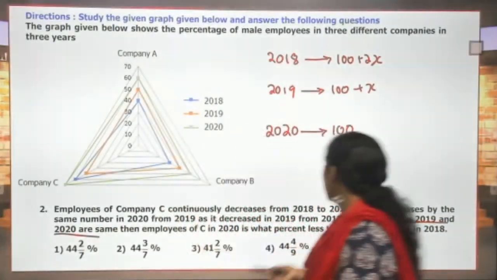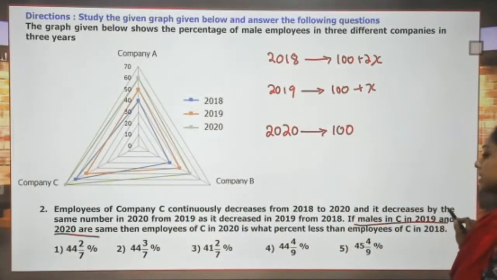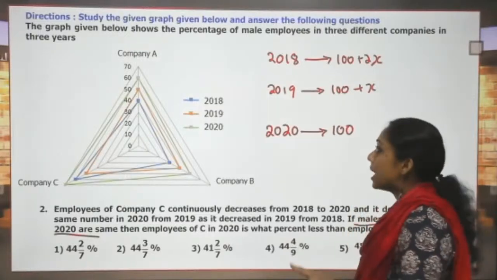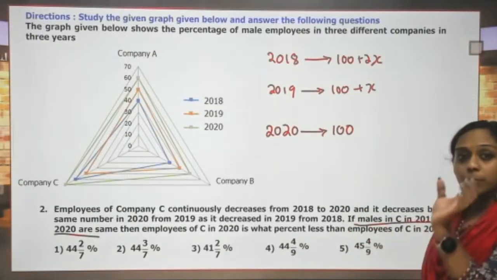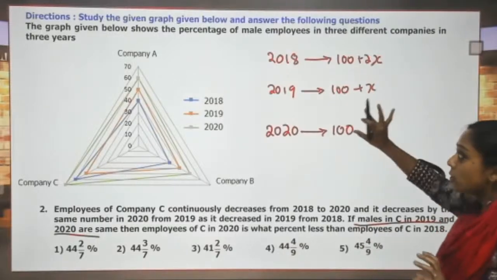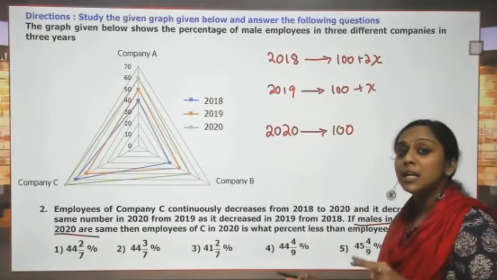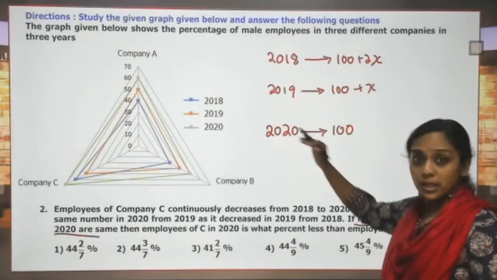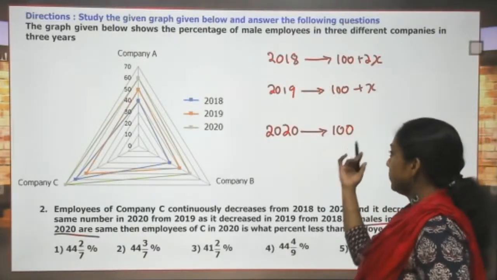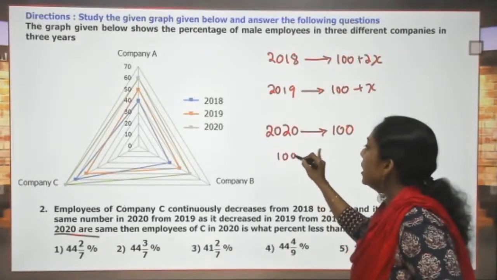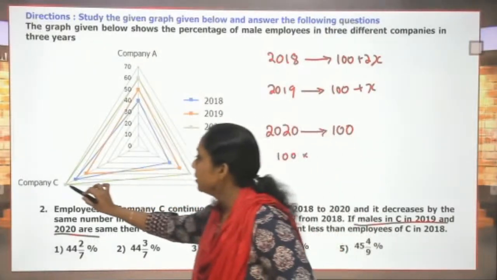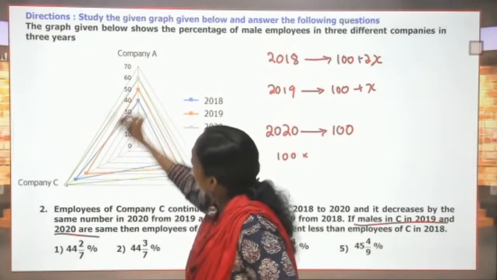What is given here? If males in C in 2019 and 2020 are the same, so in 2020 the number of total employees is 100, and in 2019 the total employees is 100 plus x. So in both these years the number of male employees was the same. So you can equate the number of male employees in these 2 years. So 2020, that is 100 into 2020 for C, that is green, and that is actually 70.